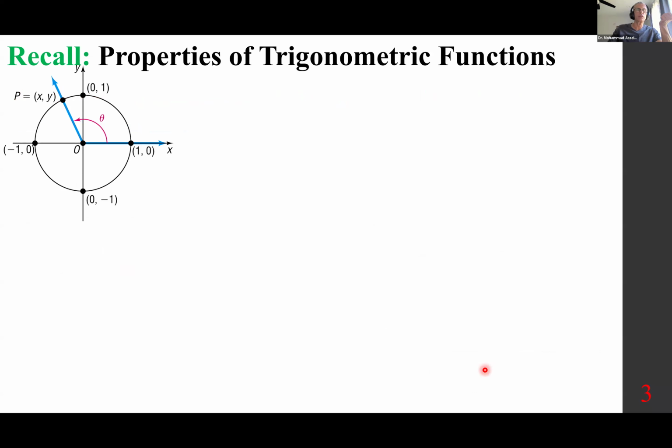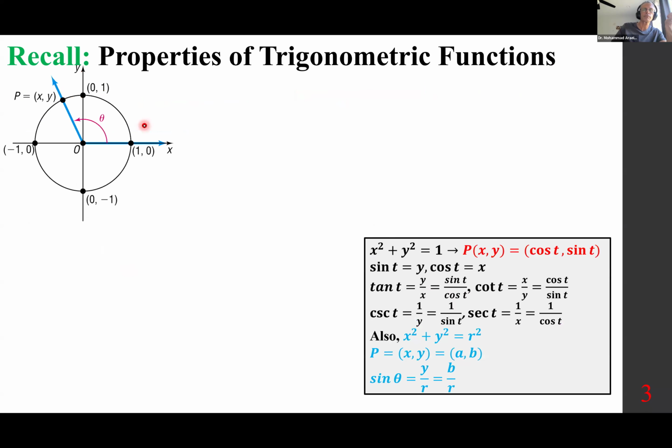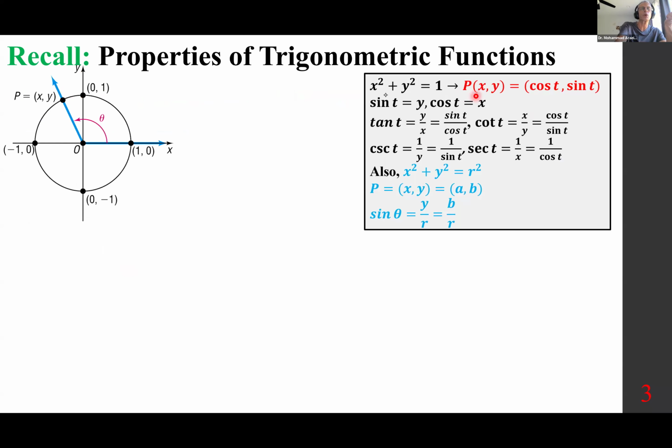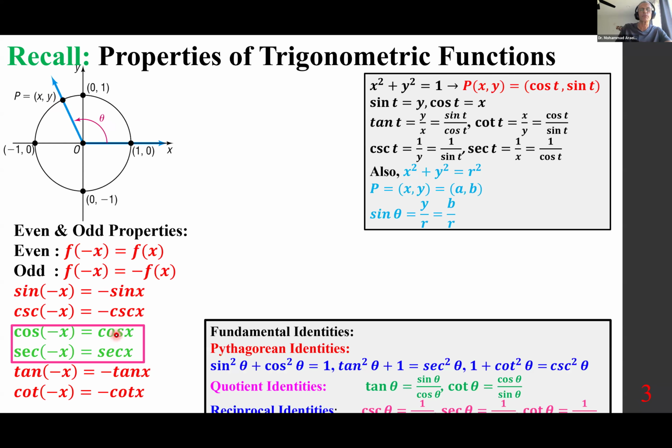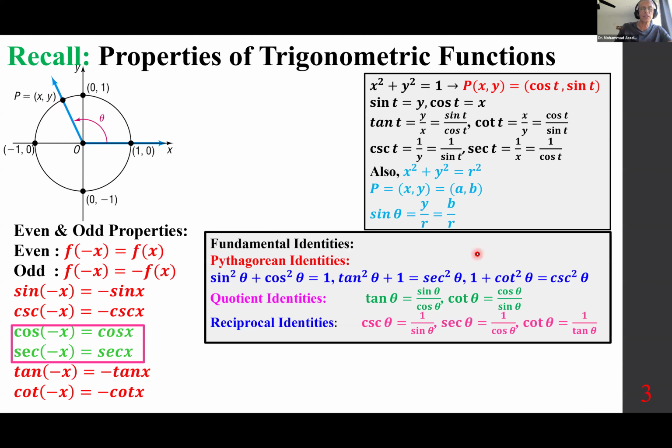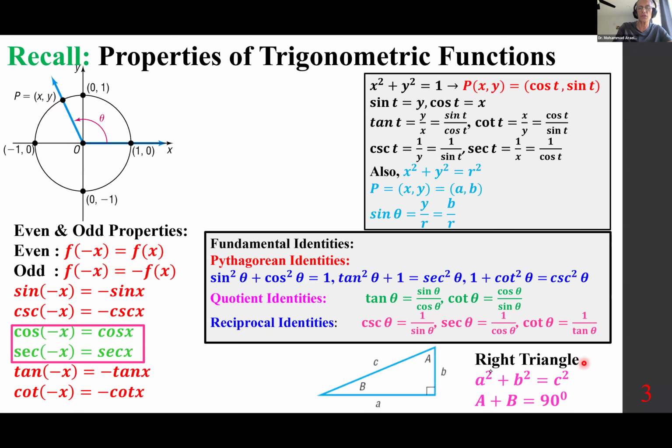Reminding you of the unit circle: x squared plus y squared equals 1. A pair has coordinates x comma y. X is cosine, y is sine, and the rest of them follow. Every trigonometric function is an odd function, meaning f of minus x equals minus f of x, except cosine and therefore secant. And these are fundamental identities: Pythagorean identities, quotient identities, reciprocal identities, and in the case of a right triangle, a squared plus b squared equals c squared, the Pythagorean theorem, and A plus B must add up to 90 degrees.